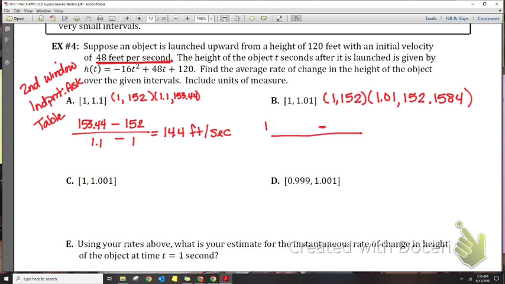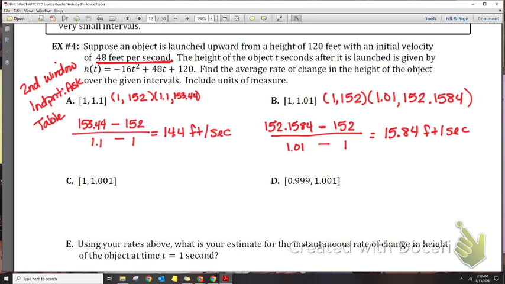Y1, forgot my bottom minus sign, didn't forget it, it just didn't show up, 152.1584, my Y2, my X1, my X2, I may be saying it wrong, Y2 minus Y1 over X2 minus X1. I'm going to type that in. And again, my units are feet per second.